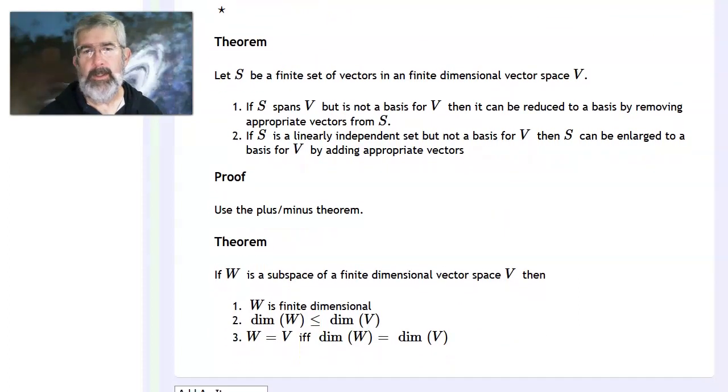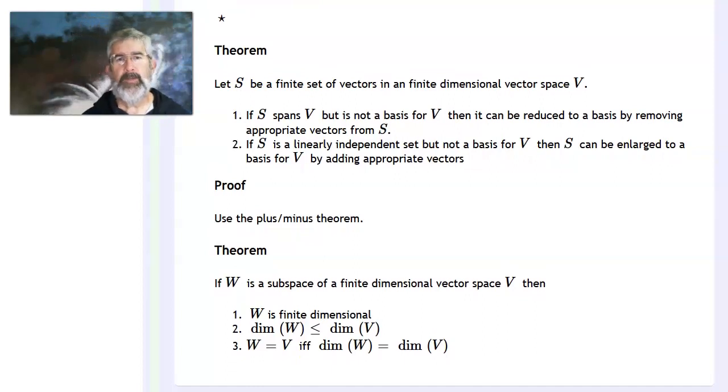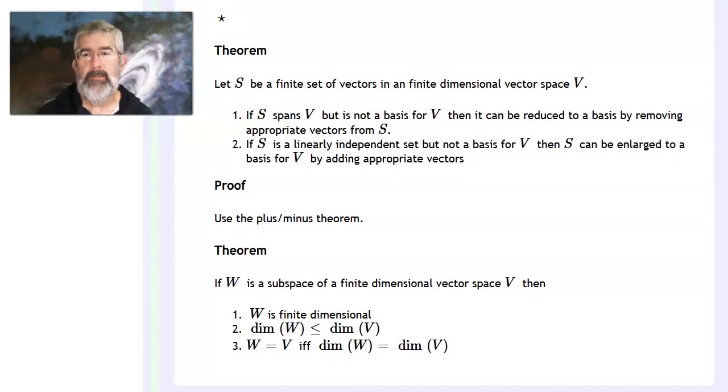And then one last theorem here. If W is a subspace of a finite dimensional vector space V, then W is also finite dimensional. And the dimension of W is less than or equal to the dimension of V. And the dimension of W is equal to the dimension of V if and only if the 2 things are equal to each other. Okay. The textbook gives proofs of 2 and 3, and they leave the first one as an exercise.